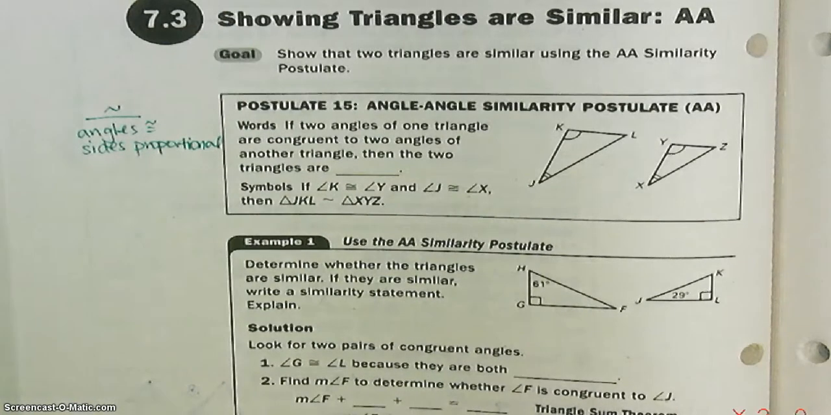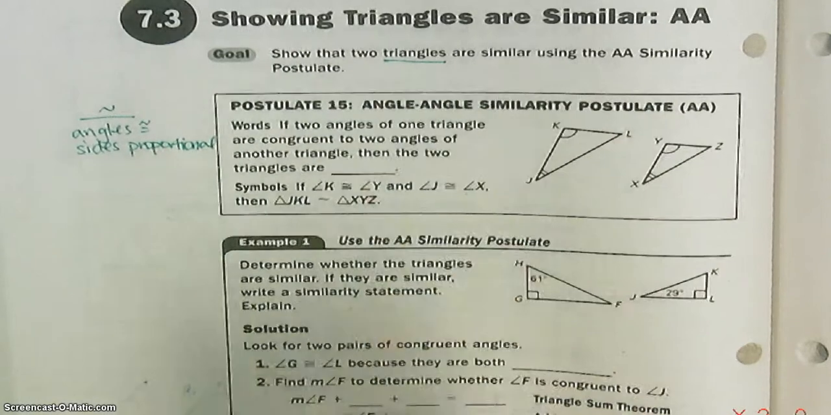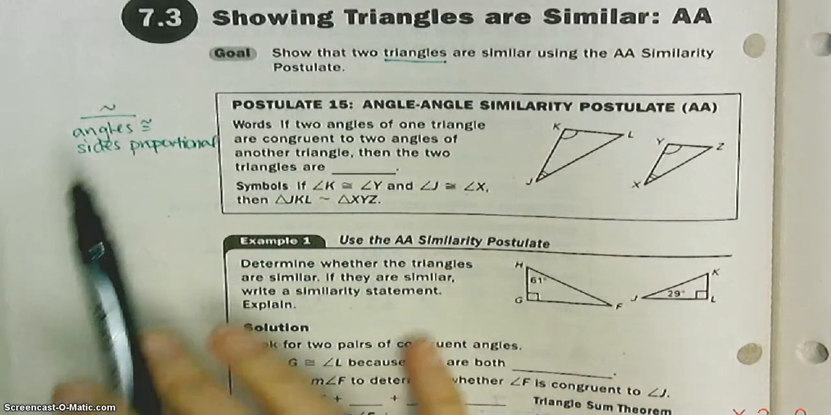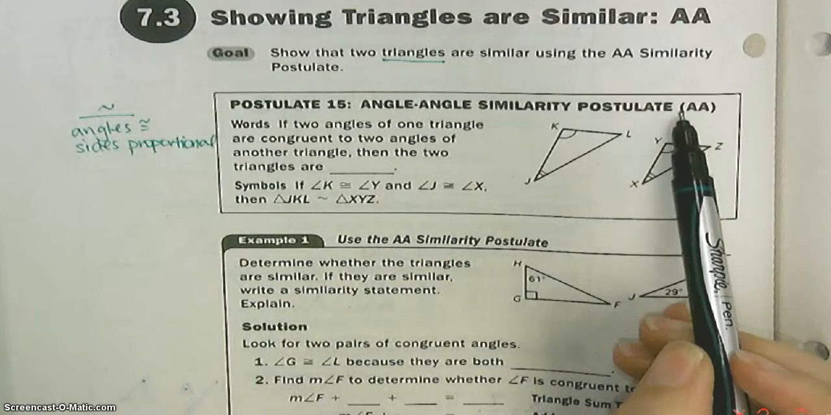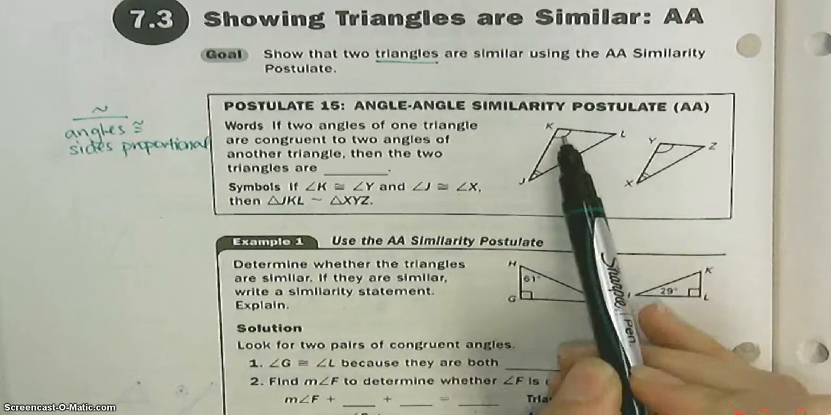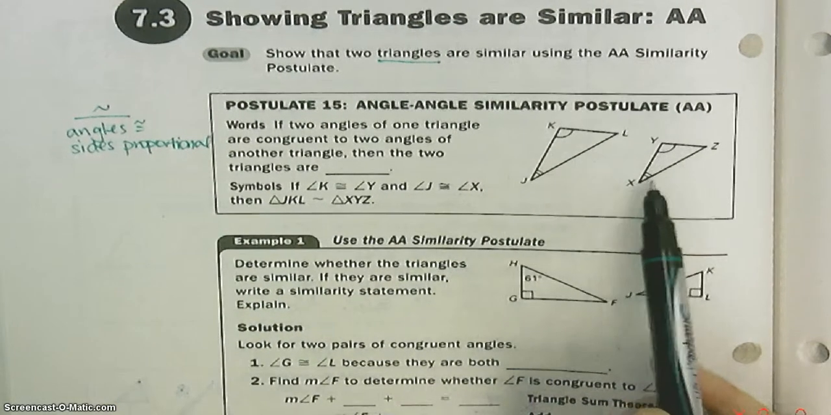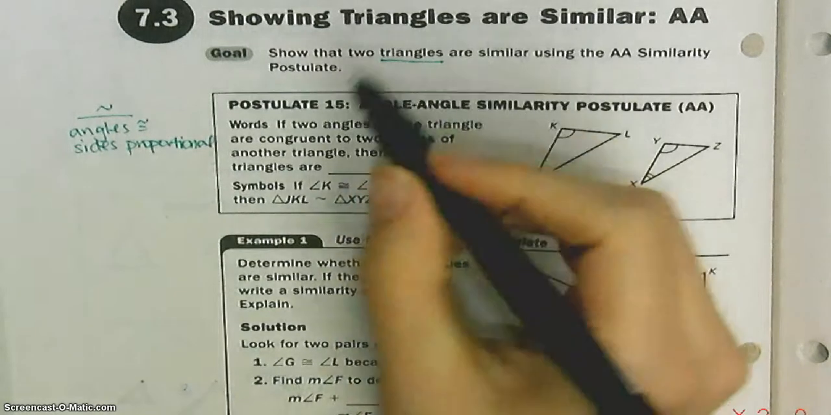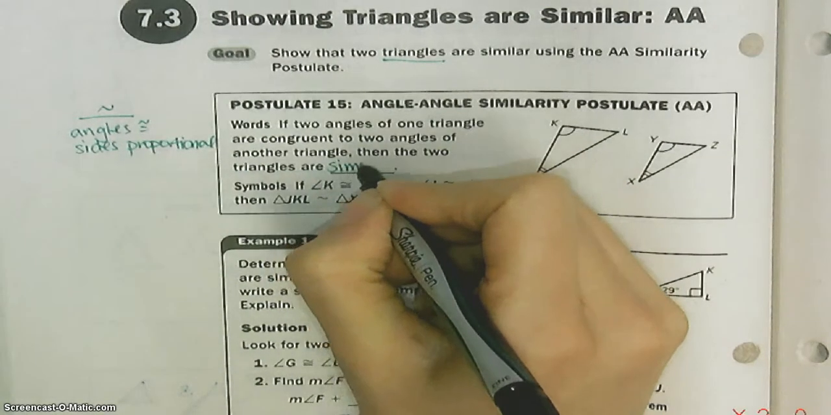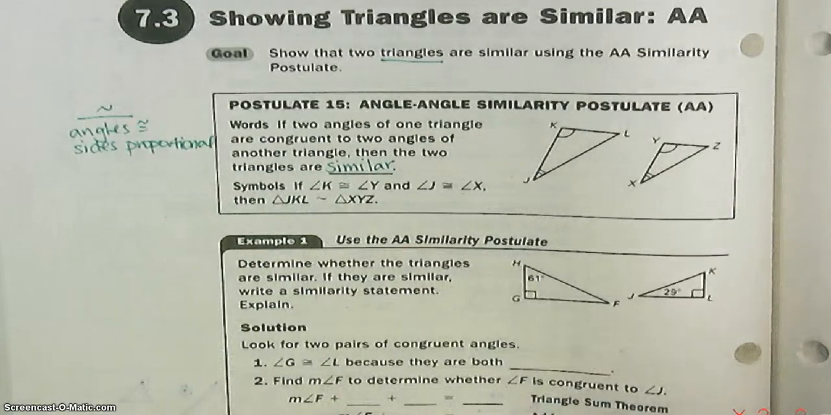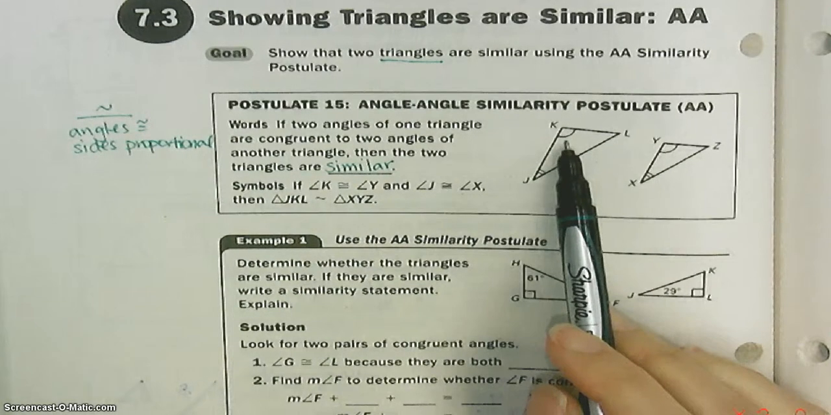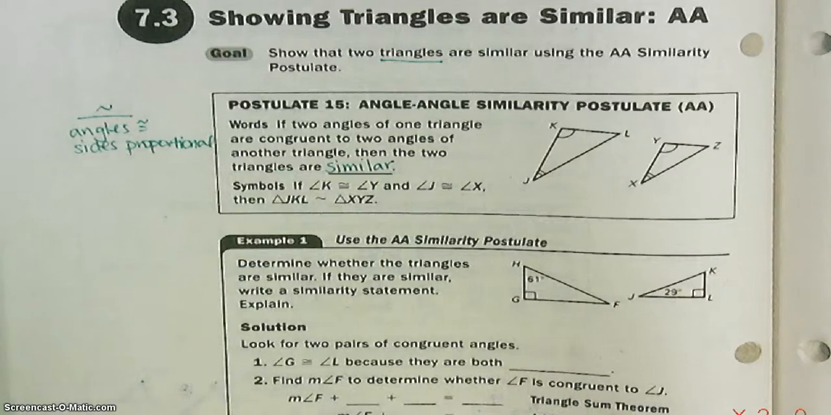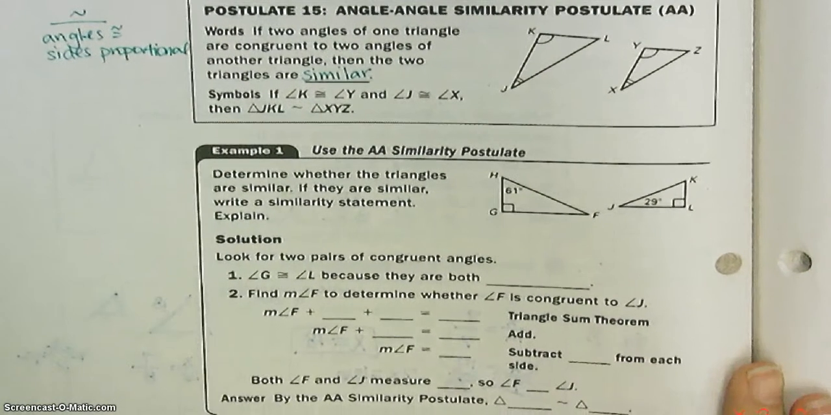Now today we're going to talk about some shortcuts, and these shortcuts are just for triangles. If you want to show that two triangles are similar, all you need to do is check two angles. And if two angles are congruent, then the triangles are similar. So these two triangles are similar to each other. See, one is smaller and one is larger, but they are proportional. They are similar.